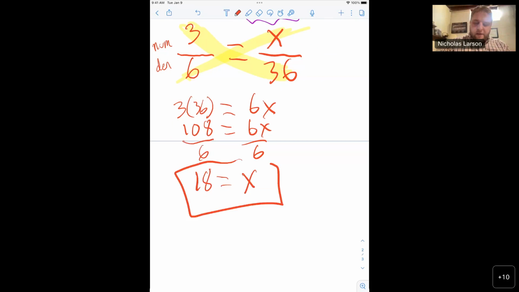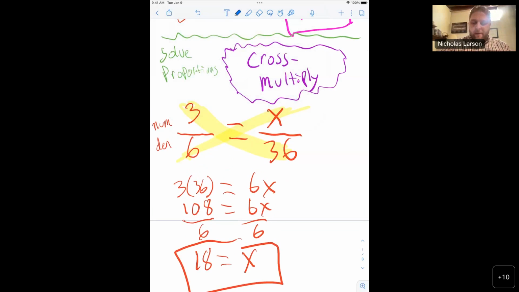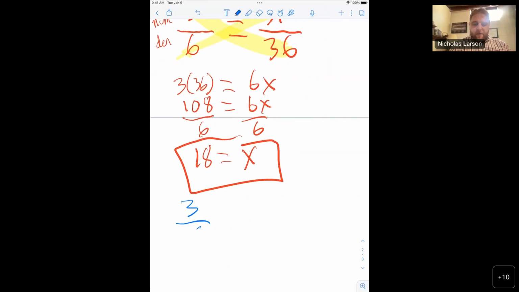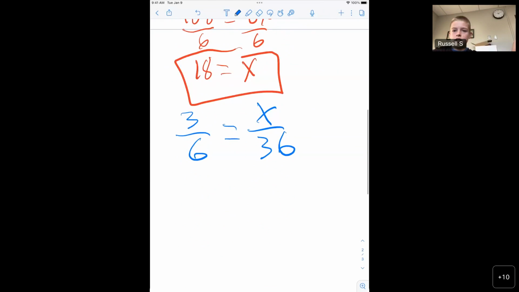That's one way to solve this problem. Who can look at this exact same problem and describe to me maybe a slightly different way to solve this problem? Does anyone have any ideas? Looking for a volunteer. Could divide... Divide what? 36 and 6. Okay, and then we would get what? 6. So is that what our answer is?